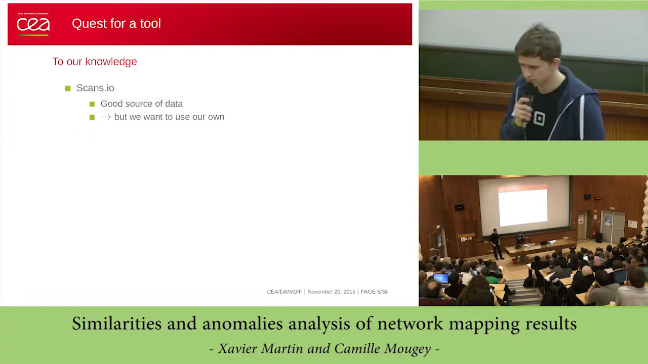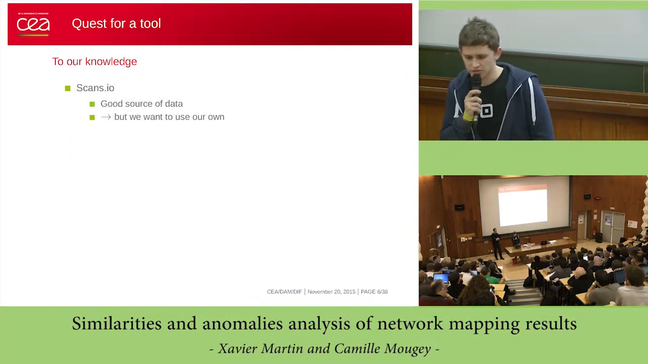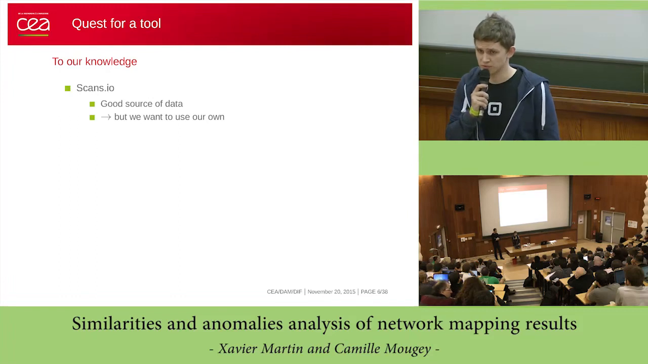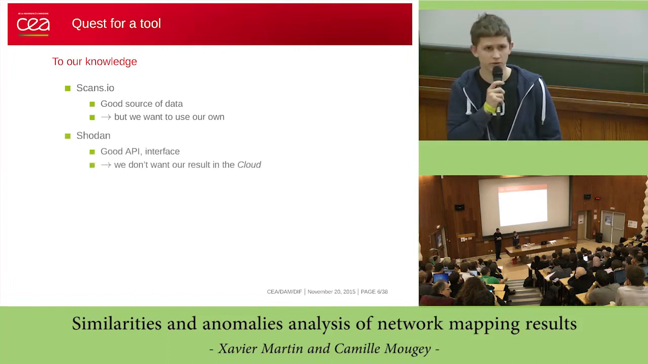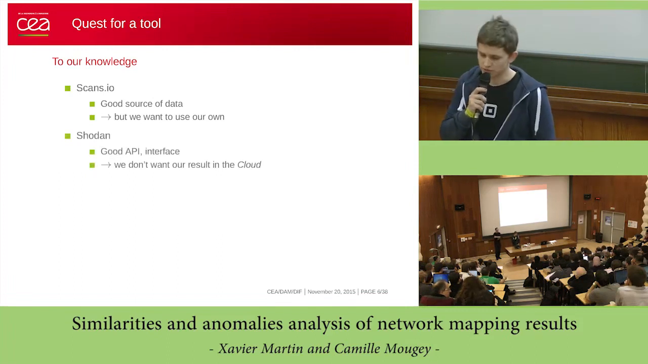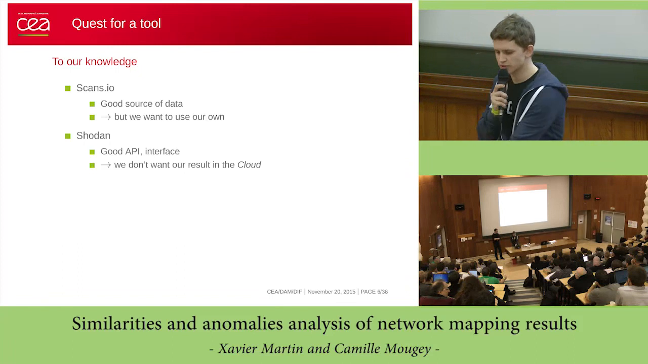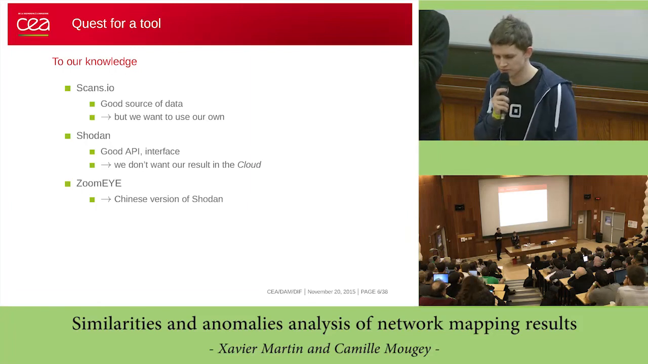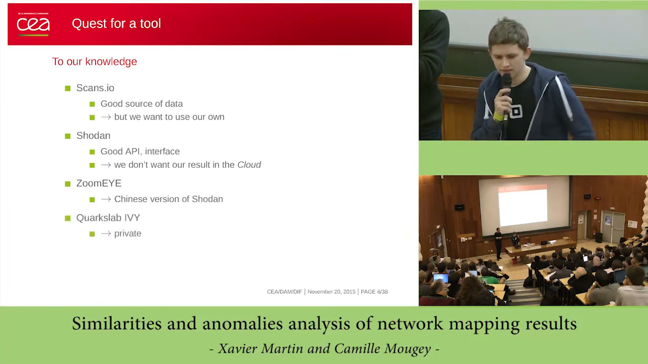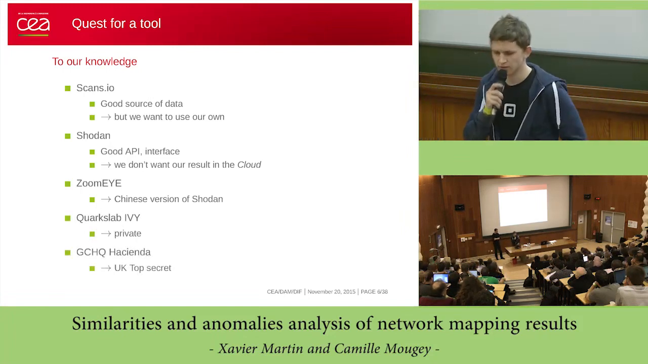So what tool? To our knowledge, just the publicly available ones. There is scans.io. It's a good one, a big source of data, but we want to use our own data. You may know Shodan, which has a good API, really a beautiful interface, but we don't want our results in the cloud. You have ZoomEye, the Chinese version, because as with porn there is always a Chinese version. You have the Quartz Lab Ivy, but it's private. And thanks to Snowden, there is a GCHQ agenda, which was top secret.